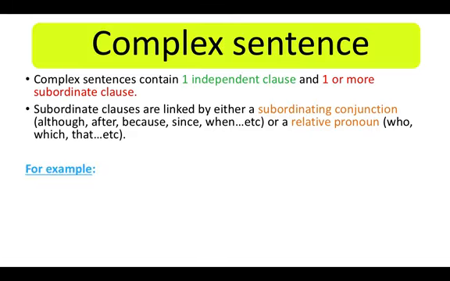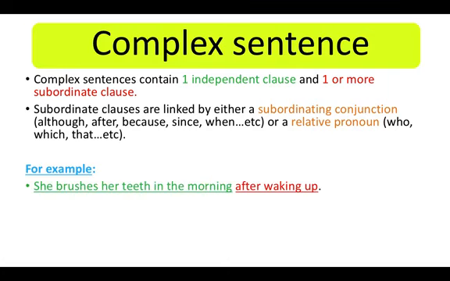Examples of complex sentences include, she brushes her teeth in the morning after waking up. As you can see, we have our independent clause, which can make sense on its own as a separate sentence, and then the dependent clause, which is after waking up. This wouldn't make sense on its own as a sentence.